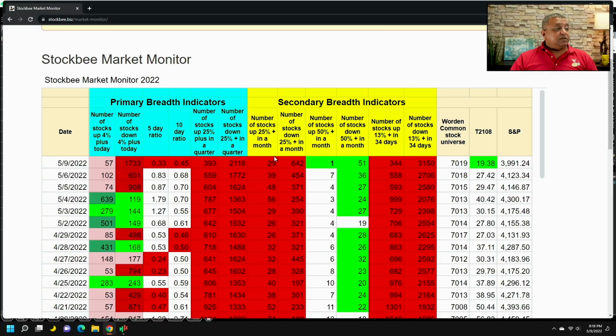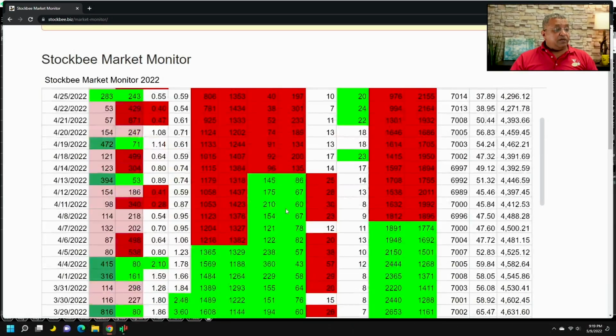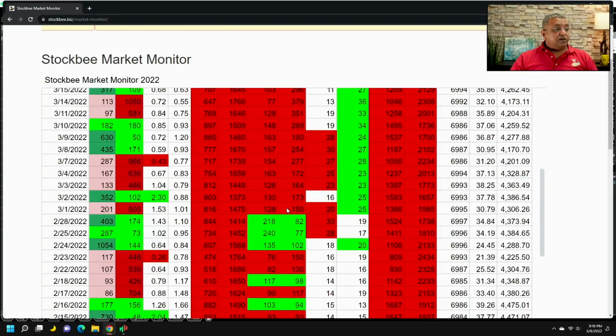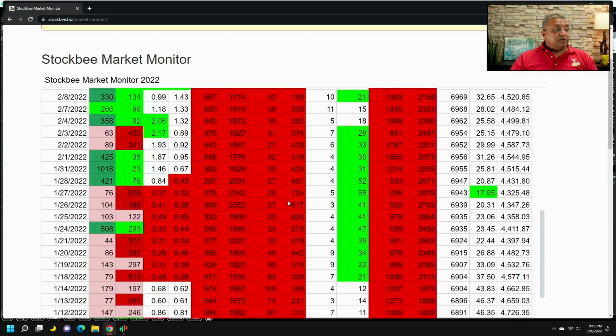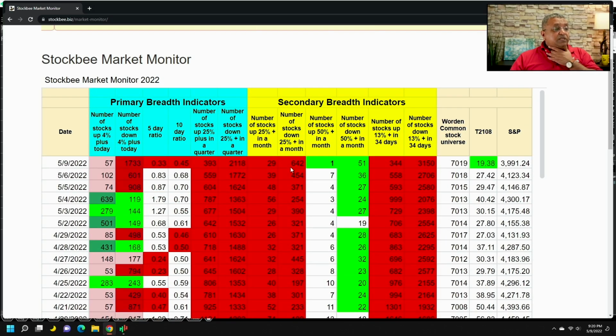Now you will see today these figures: the number of stocks down 25% in a month is 642. So a lot of stocks made a big down move, right? And if you have historical data, you will see that historically, that big a number is very, very rare. And this was 687. So it's telling you that there is an overwhelming amount of selling pressure. But knowing that there is an overwhelming amount of selling pressure today is not really the way you use it.